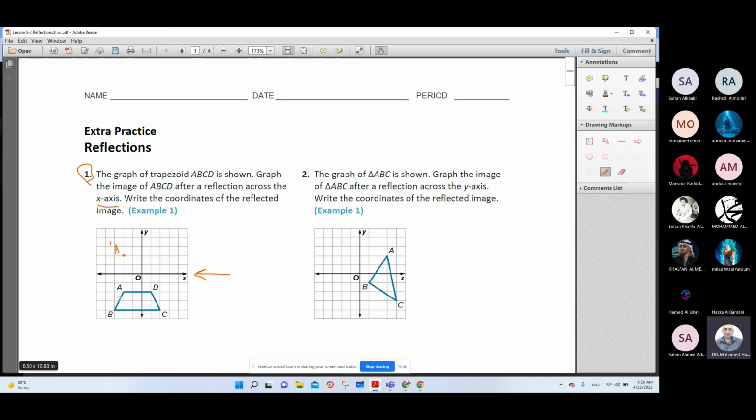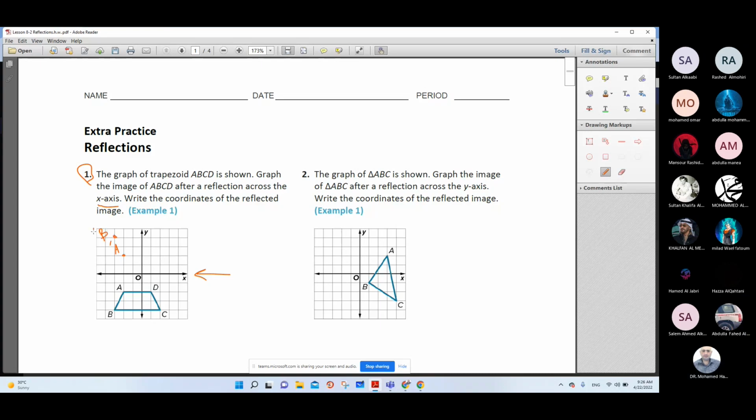Then this is B. How many units? We have here 1, 2, 3, 4. Then count 1, 2, 3, 4. D. We have here 2 units. Count here 2 units. And C, 1, 2, 3, 4. Count 4 units. Then match between the points.